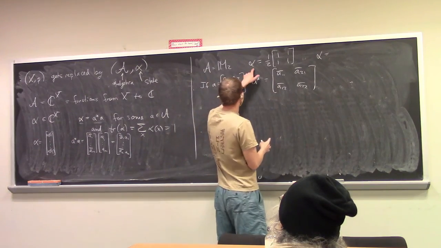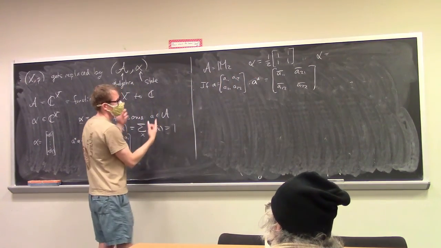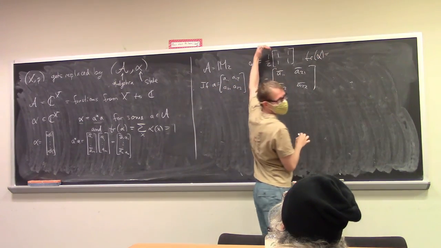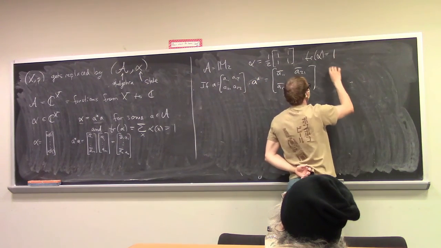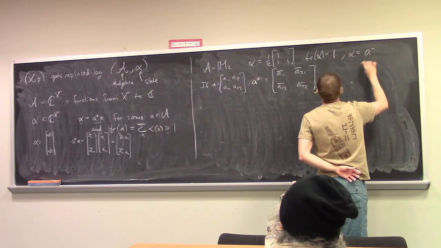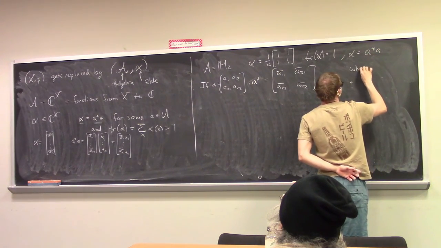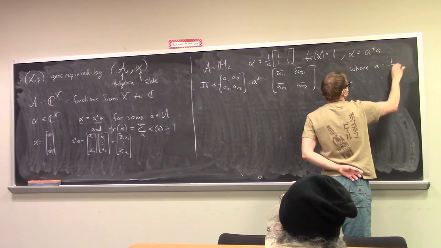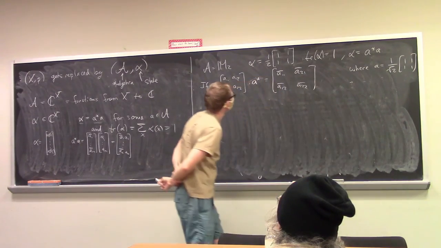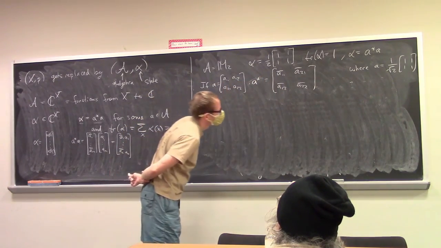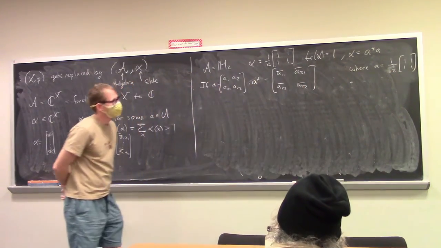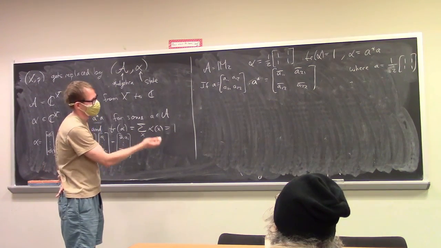And in this case, alpha satisfies these conditions. Its trace is 1. Trace means the sum of the diagonal entries. And it also equals A star A, where A equals 1 over the square root of 2. I hope I did this right. Did I do this right? No. It's this. In fact, actually alpha equals alpha squared.